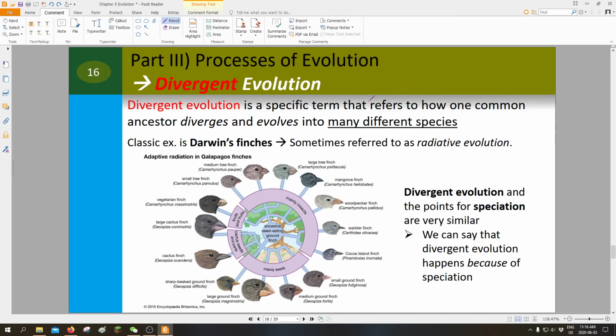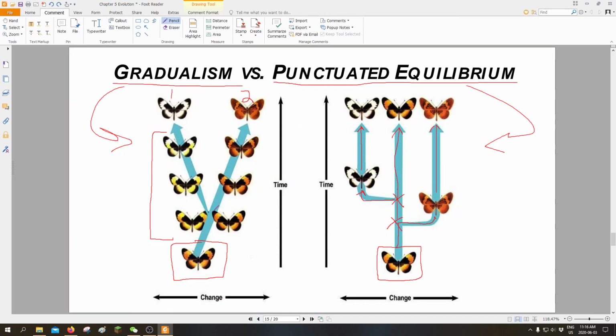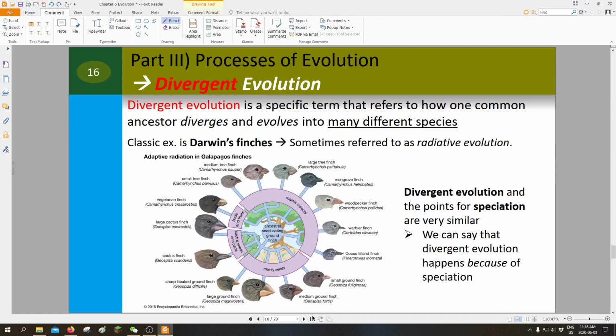So divergent, okay, you can sort of say, oh, it sort of diverges away from each other, okay? It doesn't stay all clumped together. If you just take a look at what the word divergent means, this could help you. So this is going to be a specific term that refers to how one common ancestor, right over here, diverges and evolves many different species over time, okay? A classic example is, of course, Darwin's finches on the Galapagos Islands. And it's also called radiative evolution because, take a look, radiative is referring to the word radius.